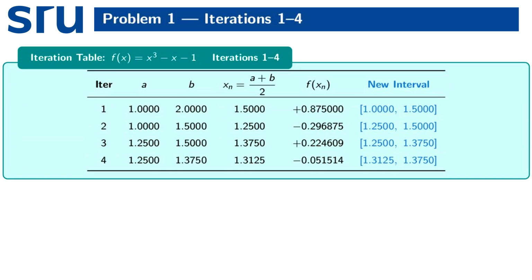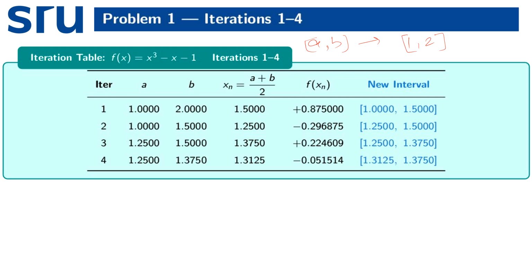We already found that the root lies in the interval 1 to 2. Okay, so here the interval a comma b is already 1 comma 2. So root is lying between this interval. Okay, now we will apply the method step by step and observe how the interval keeps shrinking.